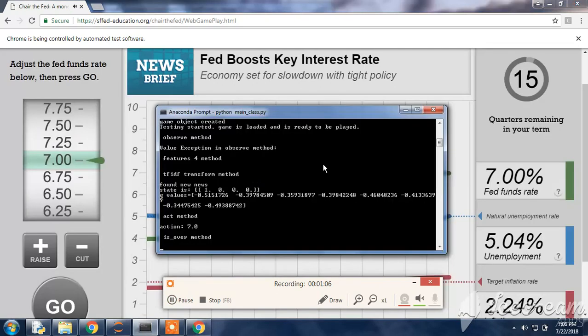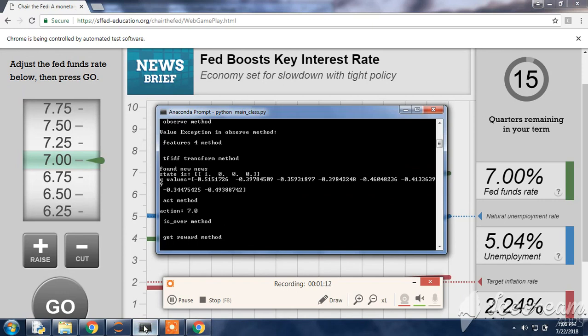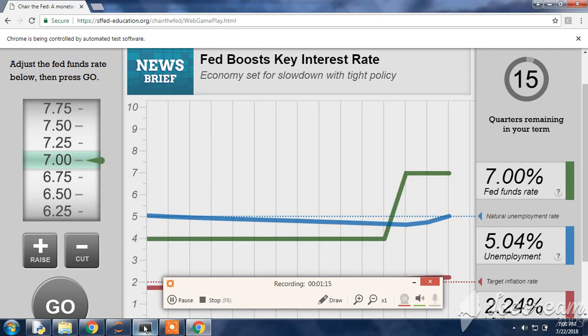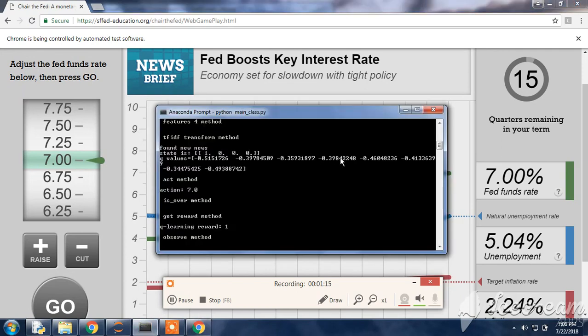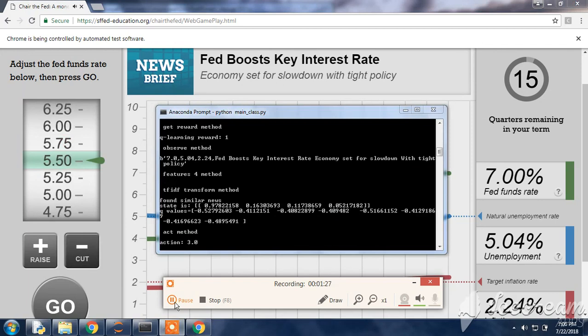There are a total of 16 quarters that it will play. Based on this, it will get a reward which can be positive or negative. Now it has got a positive reward. So the next action it is taking is setting the Fed rate to 3%.